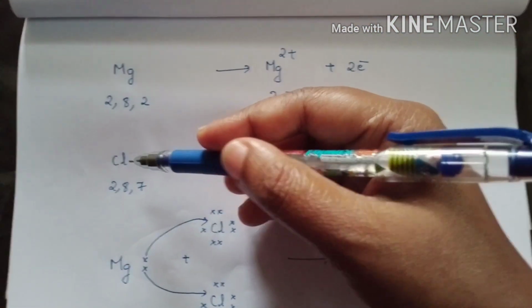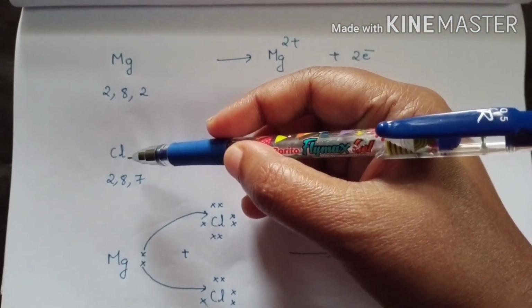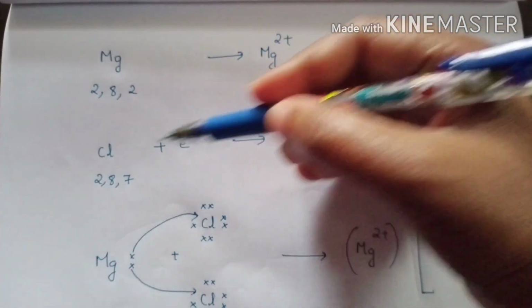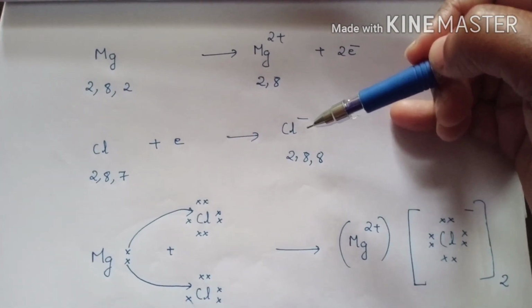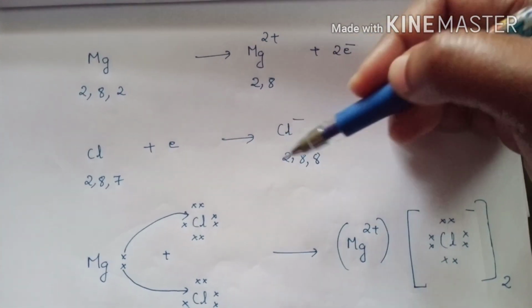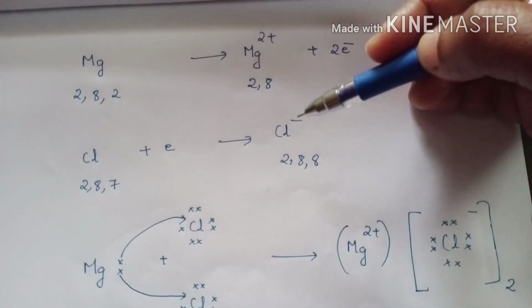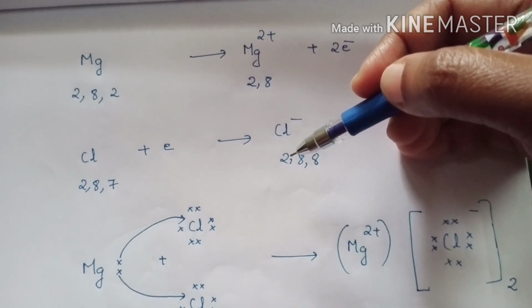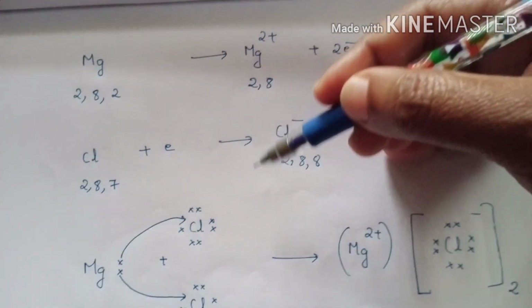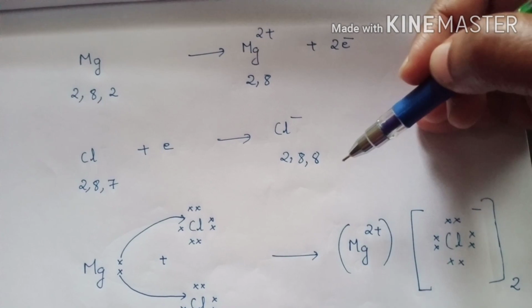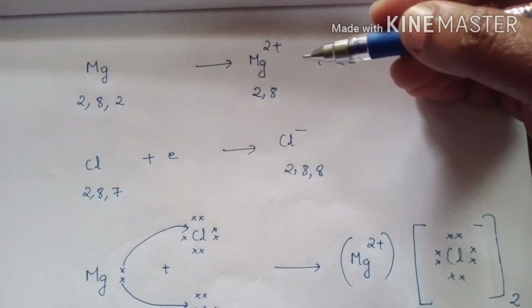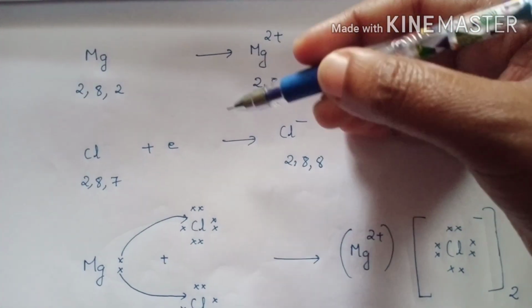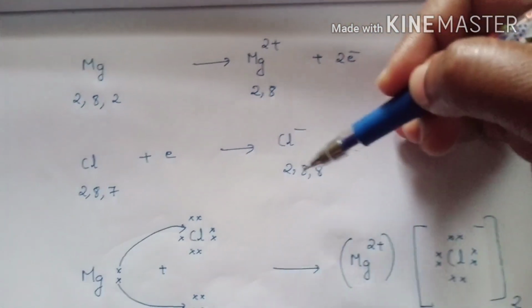At the same time, the electronic configuration of chlorine atom is 2,8,7 and after gaining 1 electron, it is converted to Cl- ion, which is a negatively charged ion or anion, and its name is chloride ion, and its electronic configuration is 2,8,8 and this is also a stable electronic configuration. In order to attain stability, magnesium loses 2 electrons. At the same time, chlorine atom gains 1 electron.